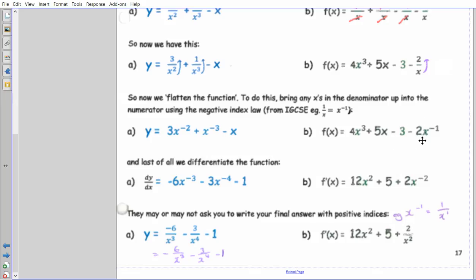But you've got negative 2x to the negative 1 here. What's negative 1 multiplied by negative 2? That's right, it's positive 2. And don't forget to write the x. And the new exponent, remember, is 1 less than the previous. So negative 1 minus 1 is negative 2. So this is your gradient function. Normally this is fine for an answer, but for some reason if they wanted you to express it with positive indices, you've got a positive index here, so no problem, positive exponent.